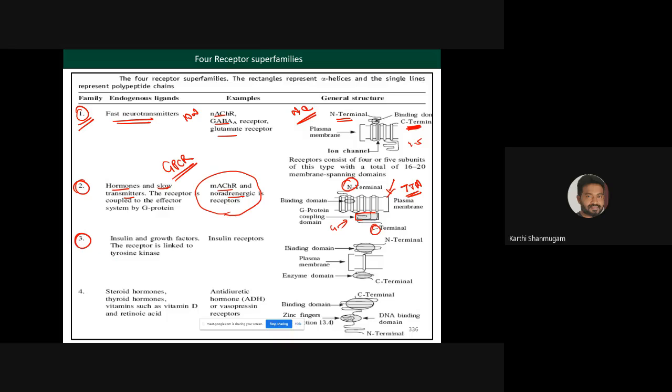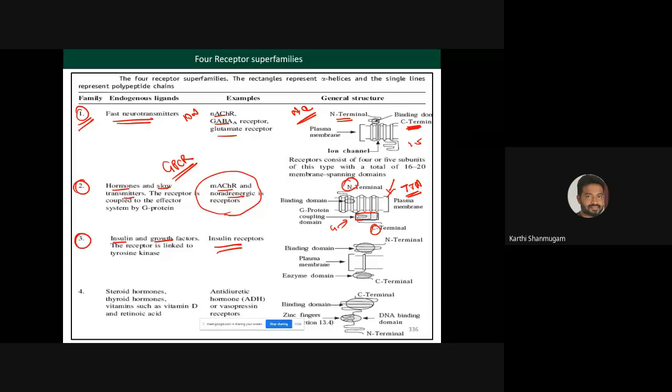So coming to the third superfamily, the example for this superfamily is the insulin receptor. The general name of this family is tyrosine kinase linked receptor. Insulin receptor is an example of a tyrosine kinase linked receptor. The endogenous ligand molecules for this receptor are insulin and growth factor. These are common endogenous ligand molecules for superfamily type 3.